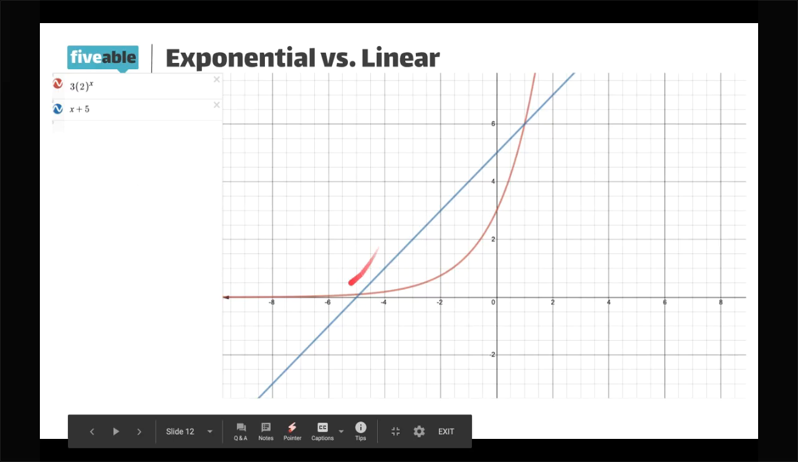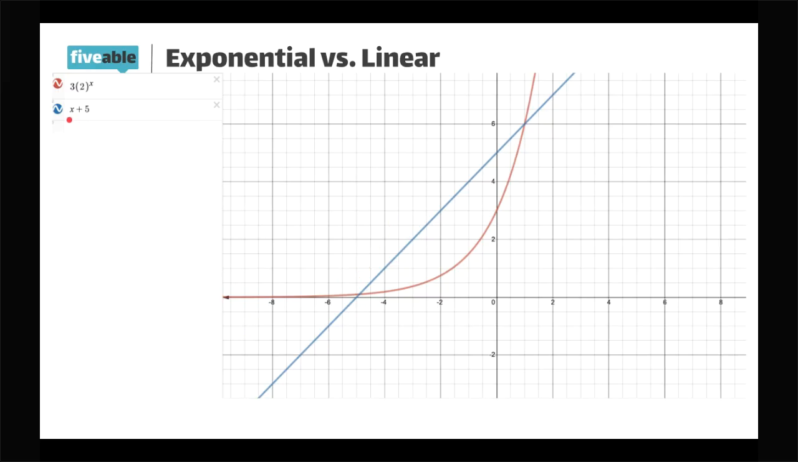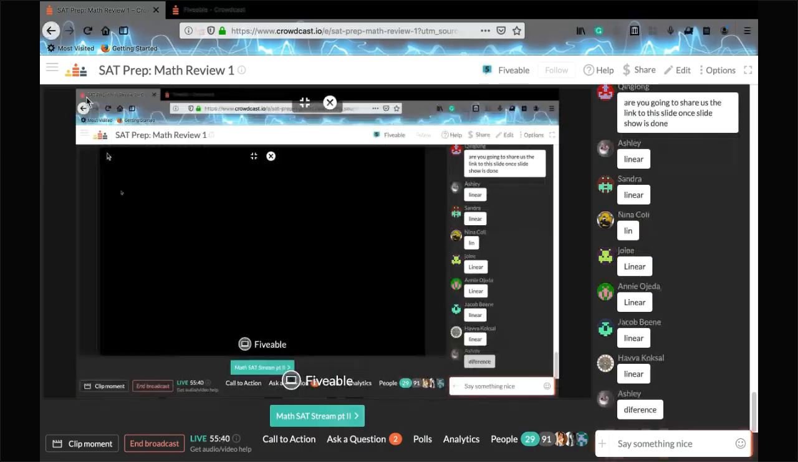All right, so blue is linear, red is exponential. So this is a good basic. If we have x to the power, so we have a common. Okay, does anyone know if linear uses a common difference or a common ratio, and if exponential uses a common difference or a common ratio? Does anyone know the difference of that?